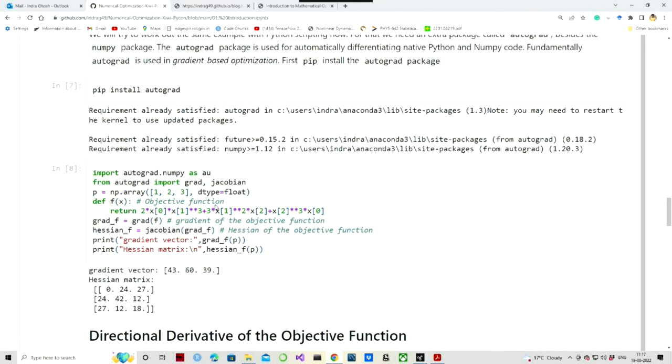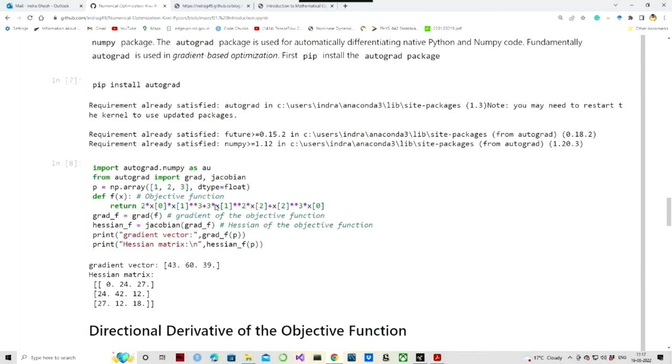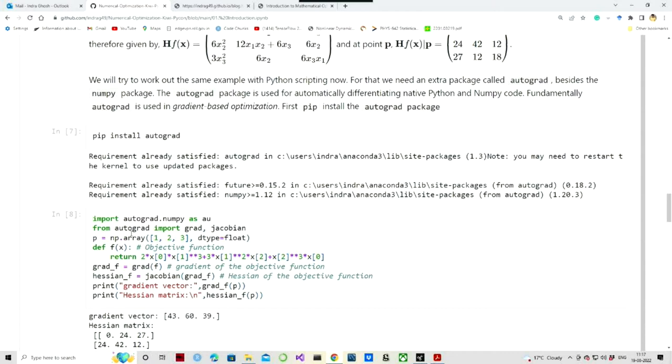Oh, yes, I'm sorry. You have to import numpy as np also. I should have added that. Otherwise this will fail, np dot array. Is it working? Okay, awesome. Thank you.